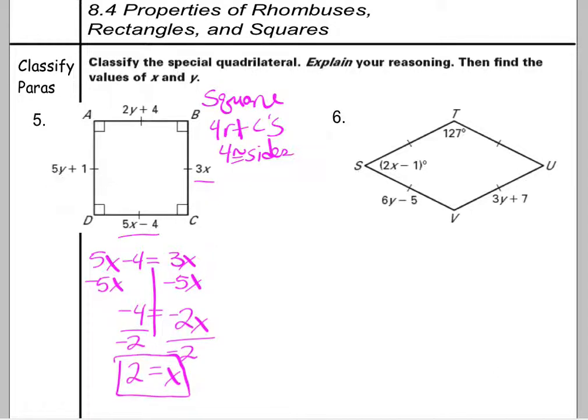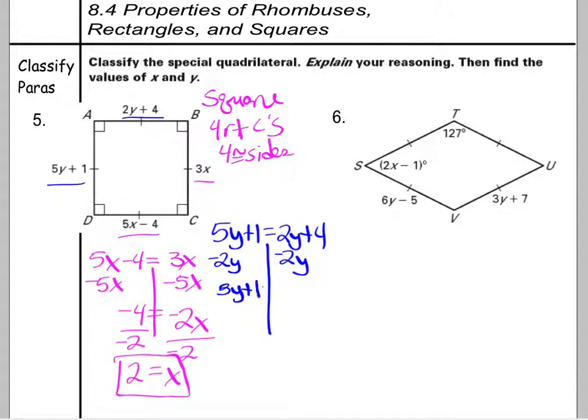Now I'm going to find y. These are marked with y's. They are congruent because all the sides are congruent. So I'm setting them equal. Start by getting my y's together. There's more on the left side, so I'm going to move them there by subtracting 2y from each side. Now I'm going to get the 3y alone by subtracting 1. 4 minus 1 is 3. Divide by 3 on both sides to get y alone, and y is 1.